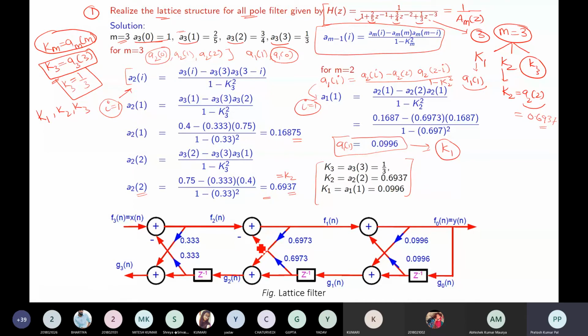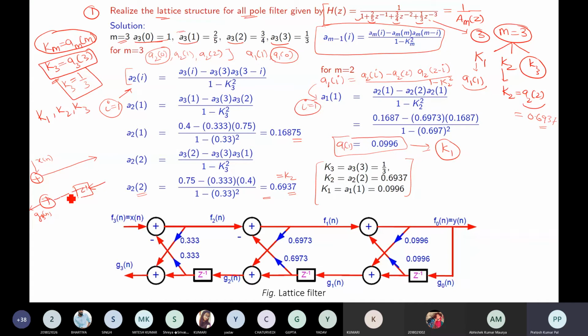In the lattice realization, we start with the delay element, and here two adders will be there. So a delay element and two adders, and this goes this way, and this comes out to the outside, that is the output. Here the input will be given. This input will be x of n, and the output will be considered here as g of 3 of n.